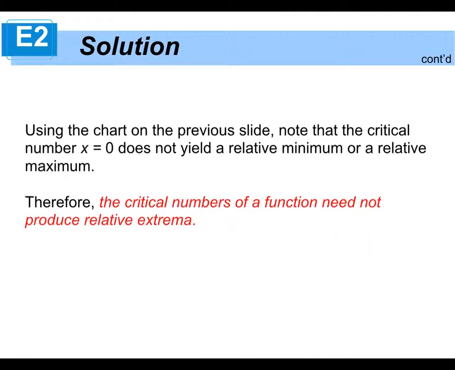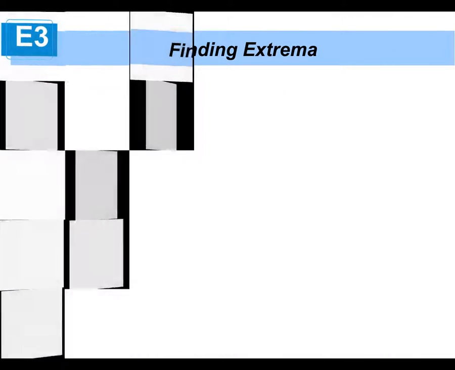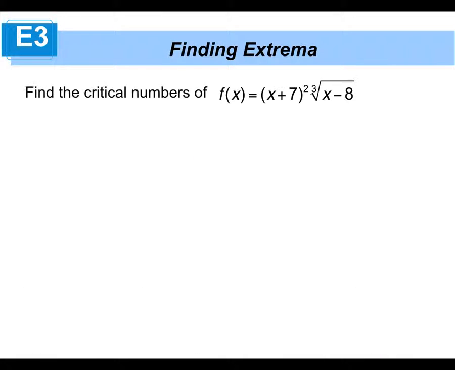So now, critical numbers. Okay, we talked about that already. That doesn't need to produce a max or a min. All right, let's have some fun. Find the critical numbers of that bad boy. That's all you got to do. Just find the critical numbers. We'll worry about the absolute maxes and mins and all that later, but just as a little practice here, see if you can find the critical numbers for that bad boy.